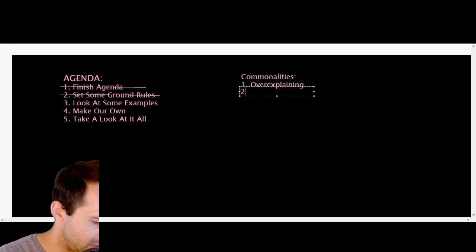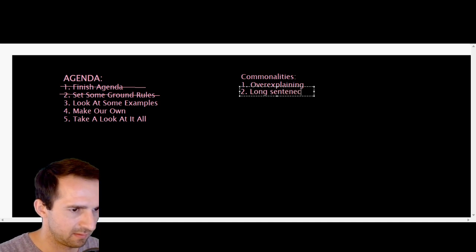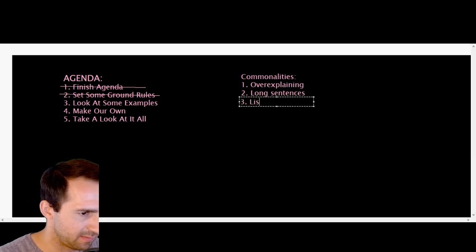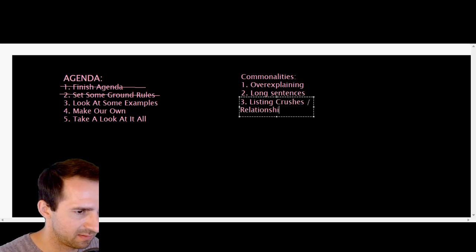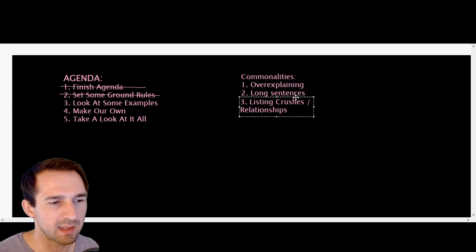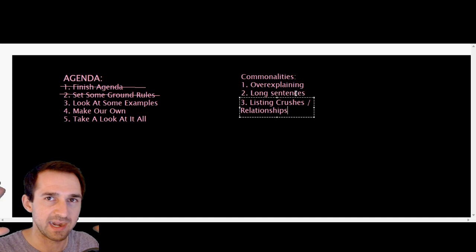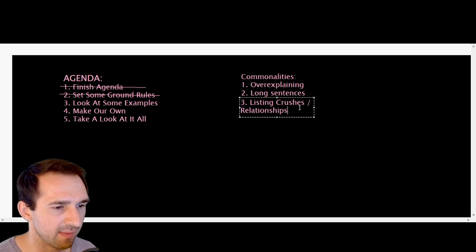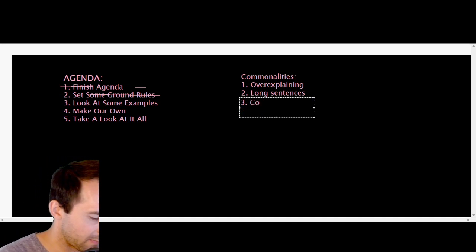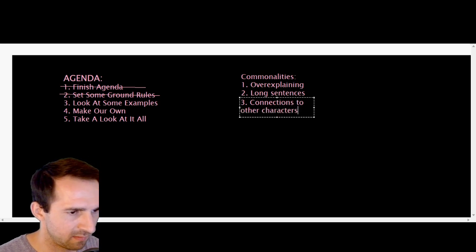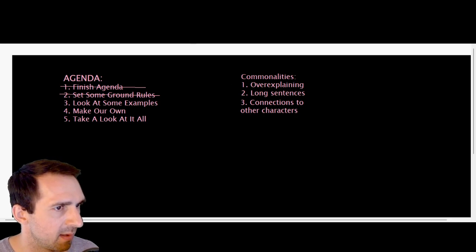Number 2 is going to be long sentences. Long sentences, we can remember this. I think that listing the crushes is going to be fun. Listing crushes and relationships. I think any individual character, like the thing that's going to make our writing strong here is if we have a network of characters, more than, let's just say, connections to other characters. I think it's going to really help here.